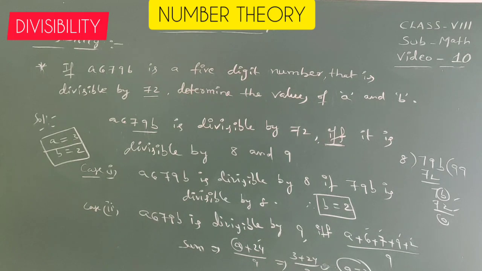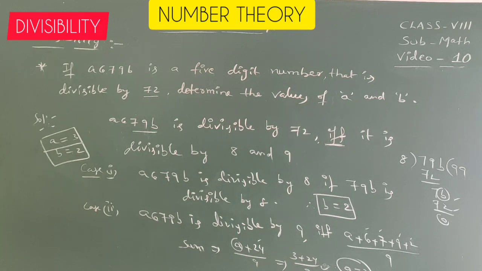Here the given number A679B is a 5-digit number that is divisible by 72. A number is divisible by 72 if and only if it is divisible by 8 and 9, because 8 and 9 are co-primes and 8 times 9 equals 72. The product of co-primes gives the product. That is the divisibility rule. So we need to consider two cases to find the values.